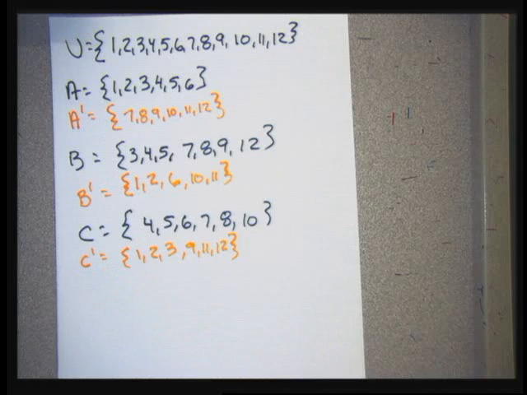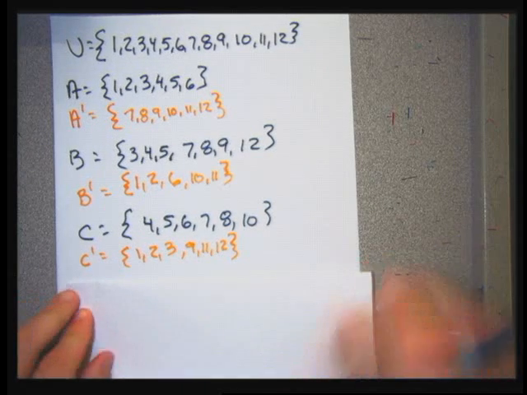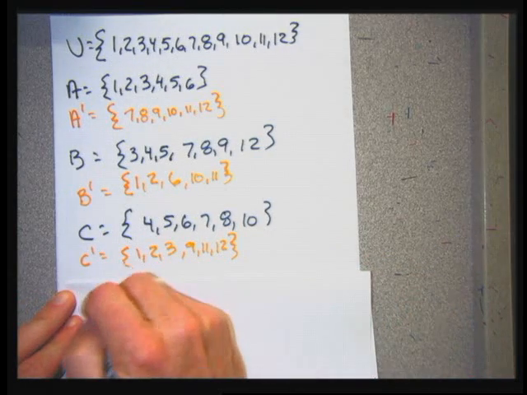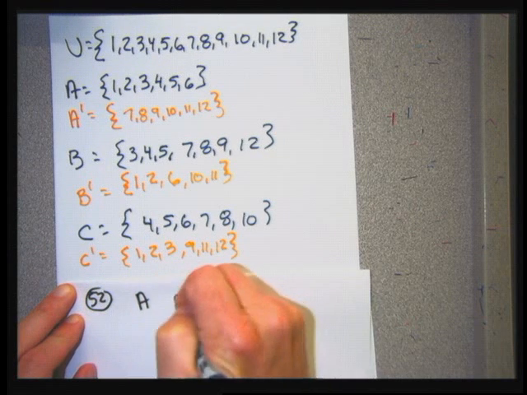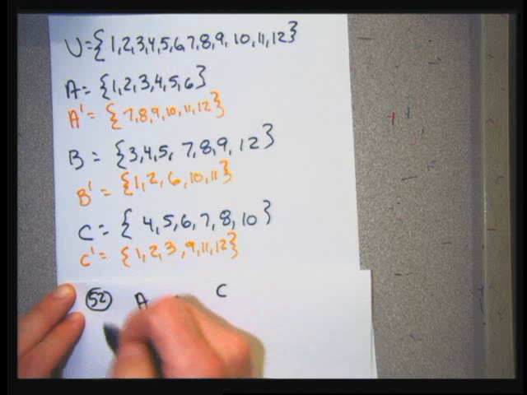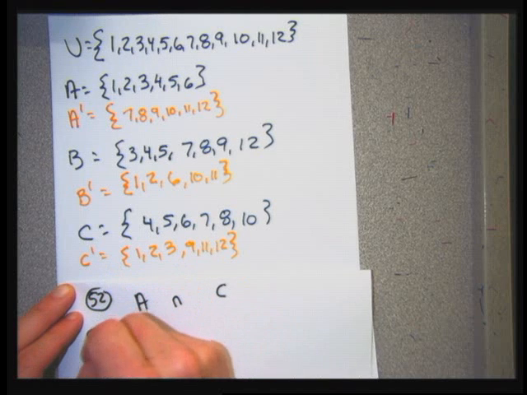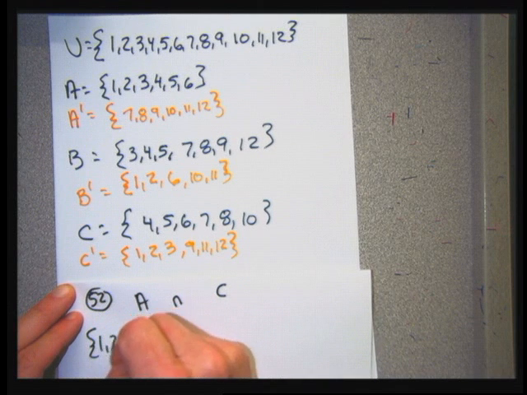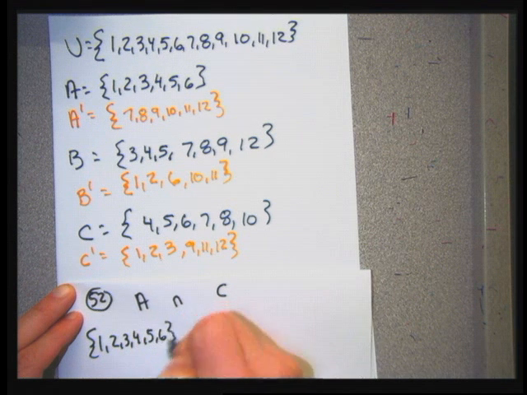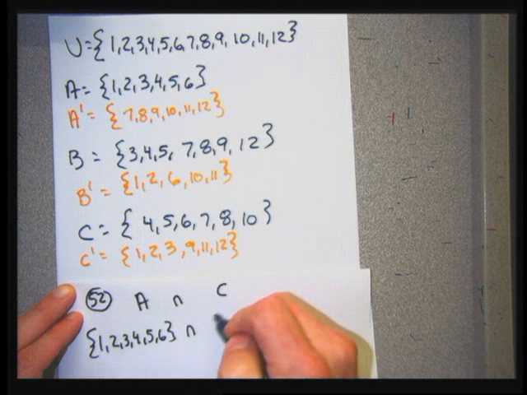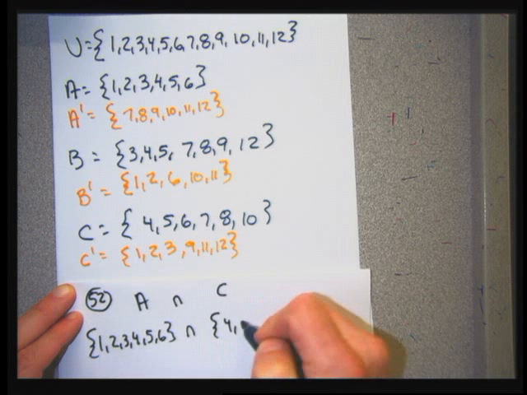So when I go to do problem 52, 52 wants me to find A intersection C. So A is the set 1, 2, 3, 4, 5, and 6, and C is the set 4, 5, 6, 7, 8, and 10.